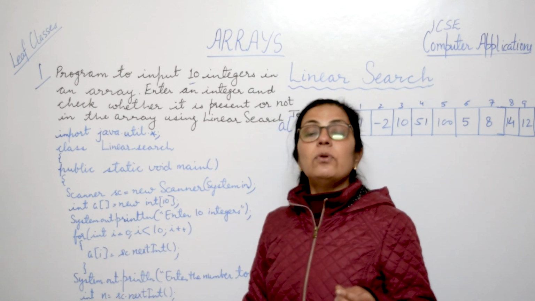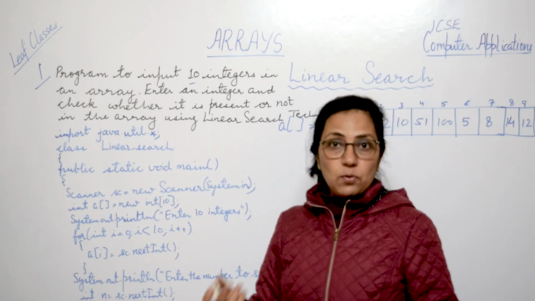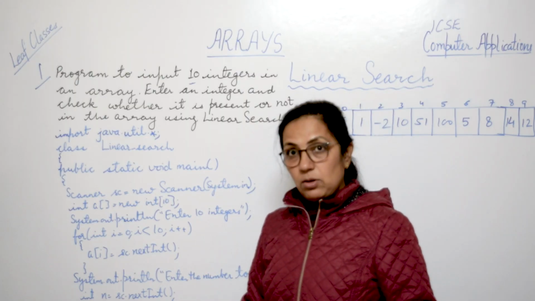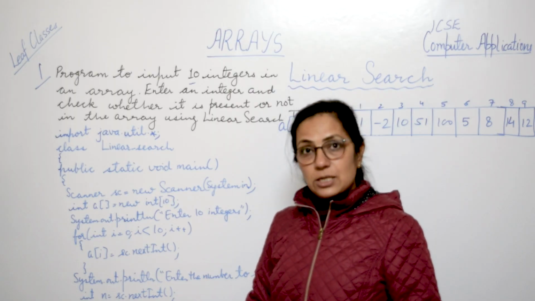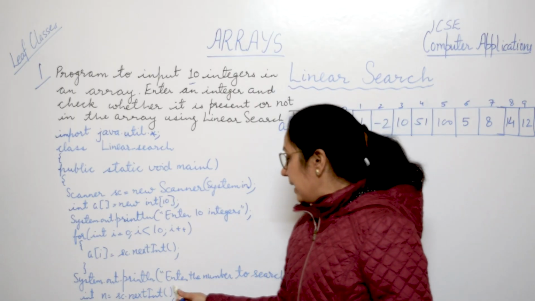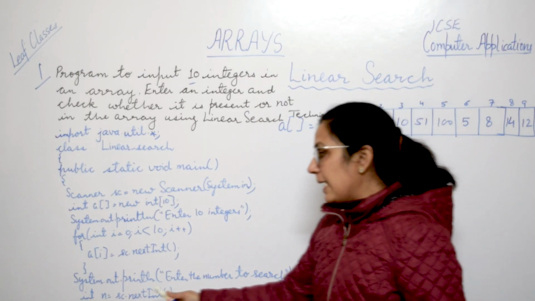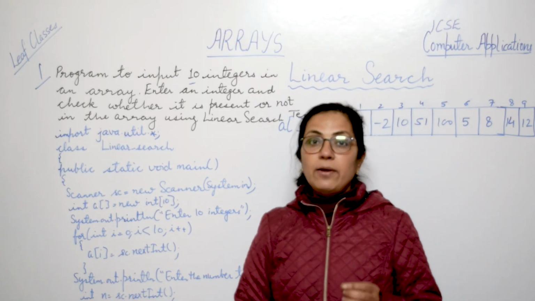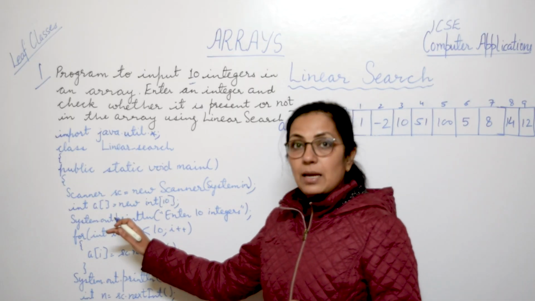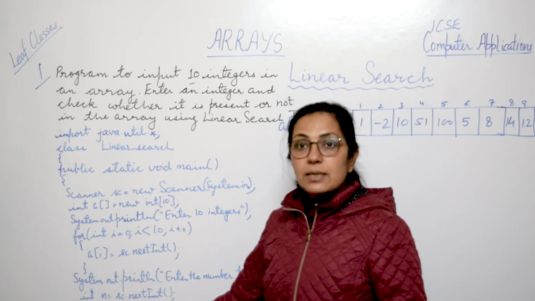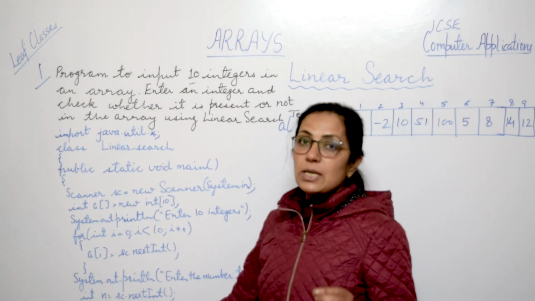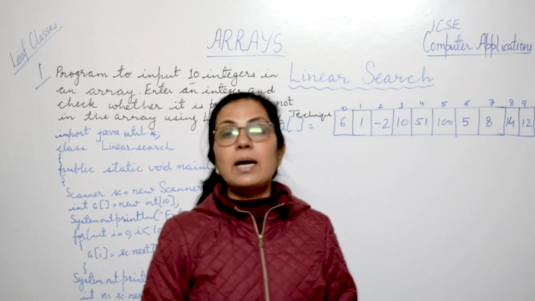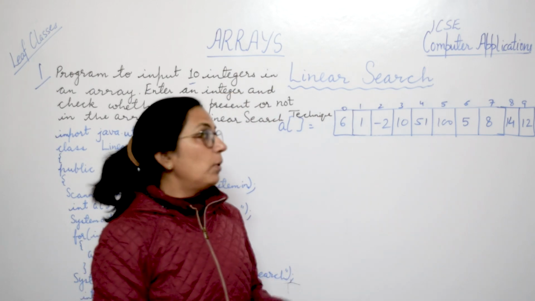Now what we have to do, we have to input the number which we want to search in the array. Children, the array elements can be given in the question also, so directly initialization you can do. Then print enter the number you want to search and int n equals sc.nextInt(). We have entered the array in array a and we have entered the number which we want to search in n variable, right?